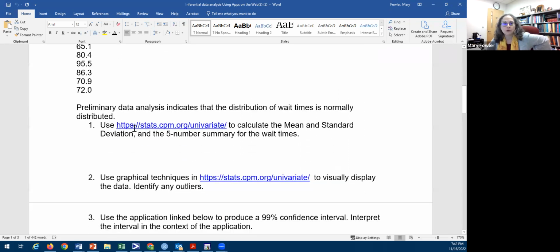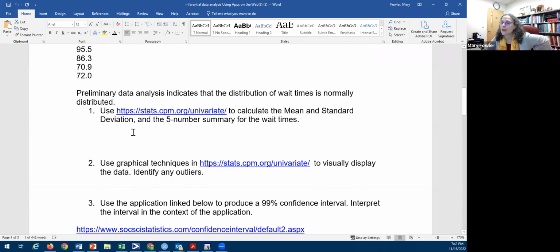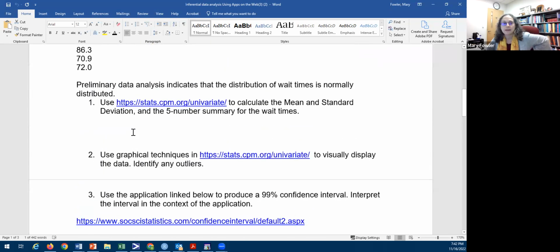So we're going to answer these four questions. For each of the questions, we need to give a screenshot of the output that we got from the applets, as well as answer the question itself. Okay, so for number one, we're asked to use this website. This is the one we've used before at the beginning of the semester, to calculate the mean, the standard deviation, and the 5-number summary for wait times.